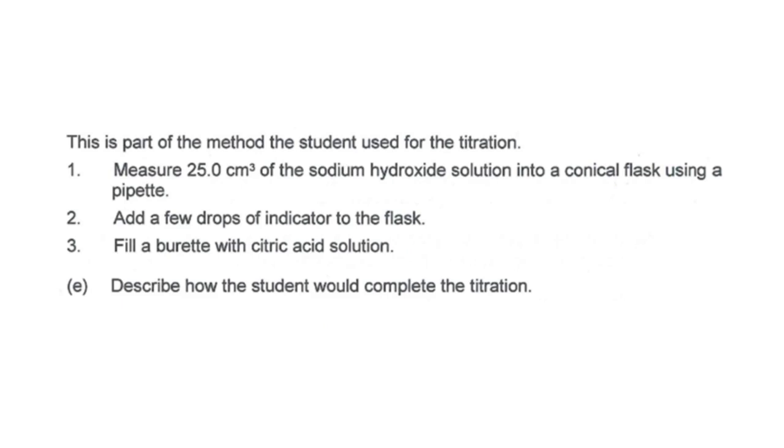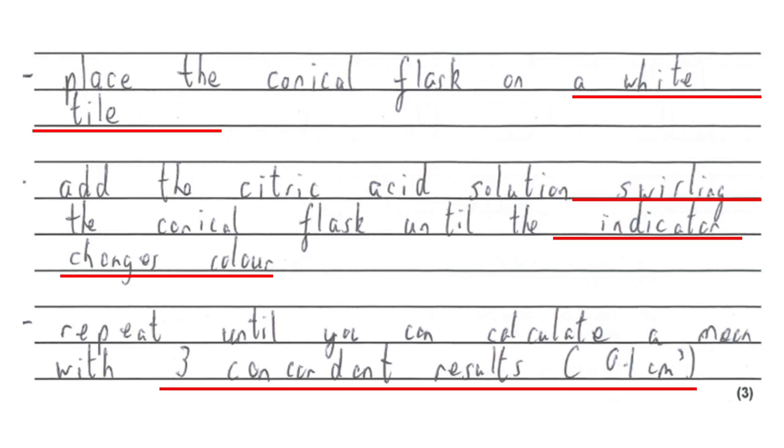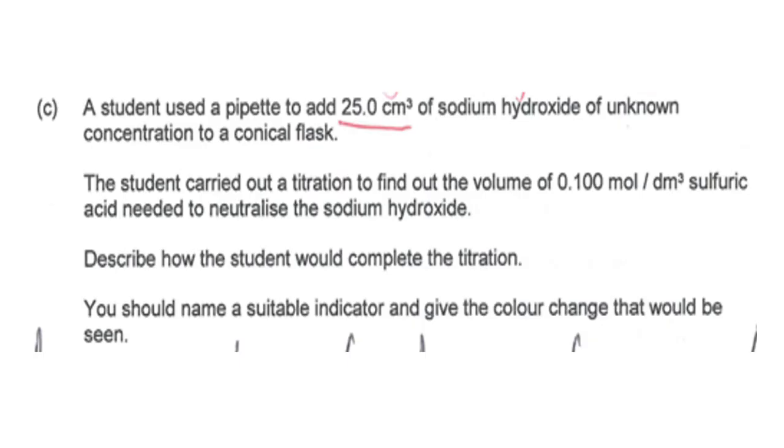So, describe how the student would complete the titration. You might want to pause here and have a quick read through this. You definitely swirl it as you add it from the burette to make sure it mixes properly. And you repeat till you get 3 concordant results. Results within 0.1 centimeter cubed of each other.